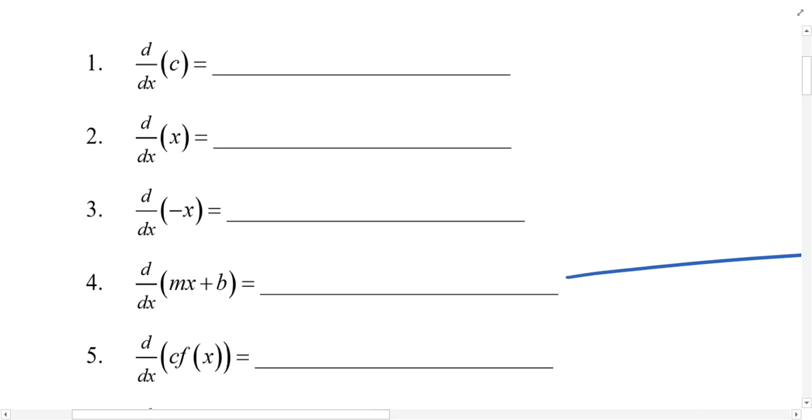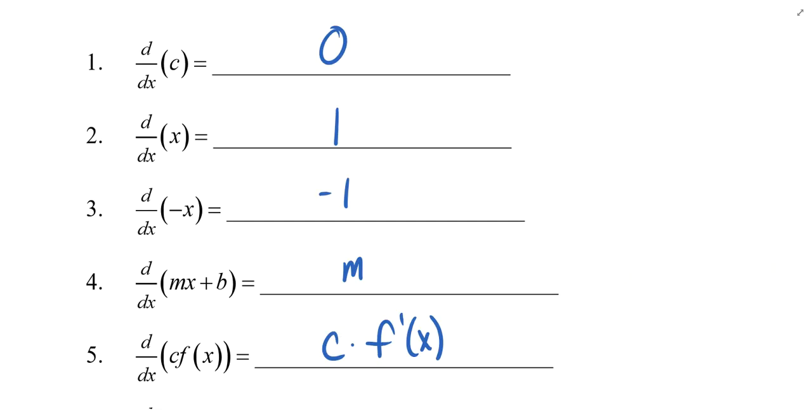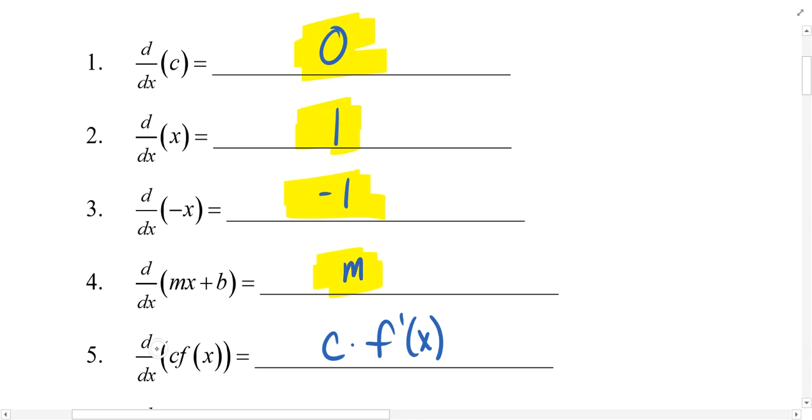And so here they are. Here's the first 5. The derivative of a constant number is always 0. The derivative of x is always 1. The derivative of negative x is always negative 1. The derivative of a linear equation, mx plus b, is always m. And the derivative of some constant times another function is the constant times the derivative of the function.